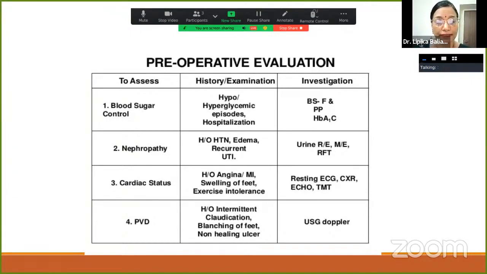Then in the cardiac status, we have to ask for history of angina, MI, and if there is history of failure, then look for swelling of feet and exercise intolerance. And we must have a look at the resting ECG, chest X-ray, and echo, TMT if there is dyspnea on exertion. And if there is any evidence of PVD, for that we have to ask for history of intermittent claudication, blanching of feet, and non-healing ulcer in the feet, and that we can confirm with USG Doppler.